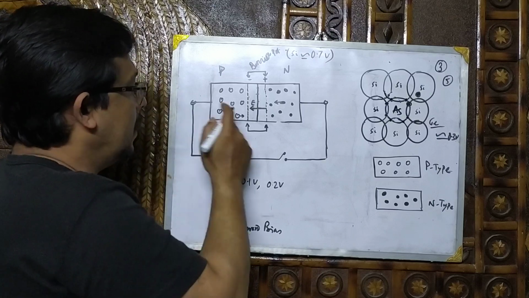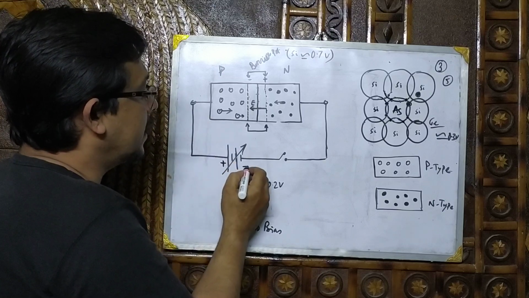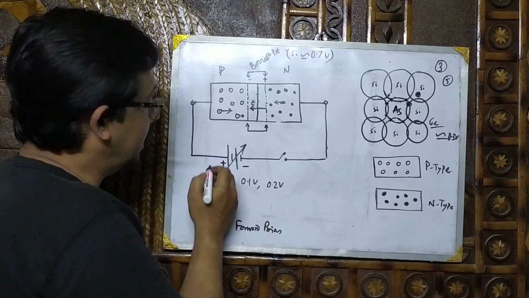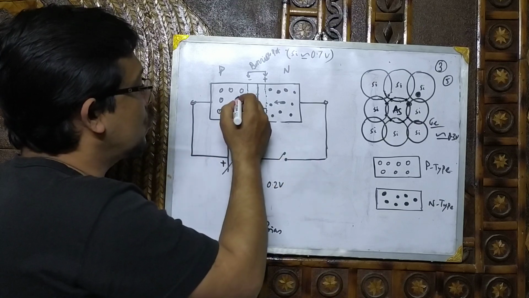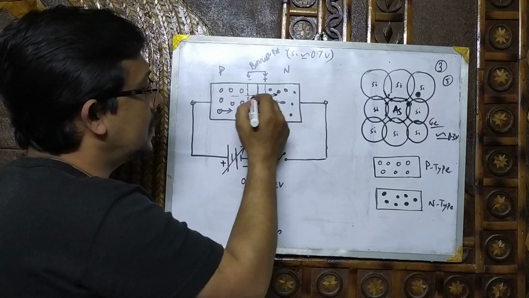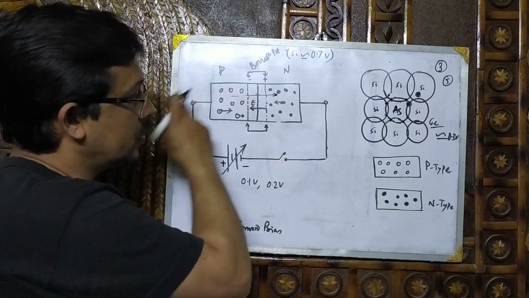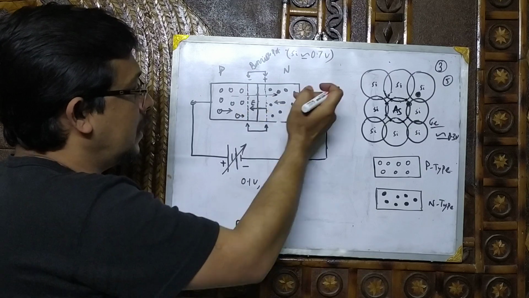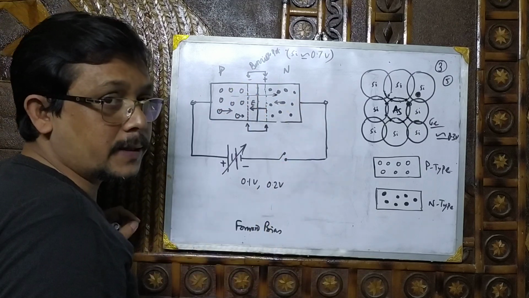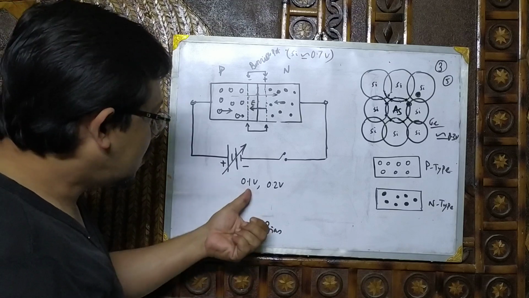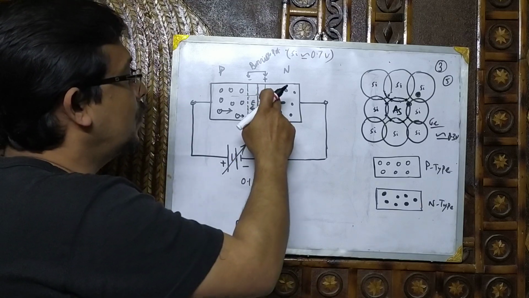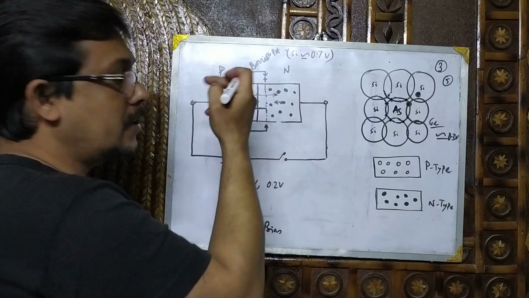Why? Because you see, this is the positive terminal, this is the negative terminal. So what will be the direction of the electric field? From this direction to this direction. So this battery will try to make one electric field along this direction from positive to negative, and the barrier potential will create one electric field in the opposite direction. So there will be a collision between the two electric fields. But when it is 0.1 volt, this electric field cannot do any work because the other one is strong.